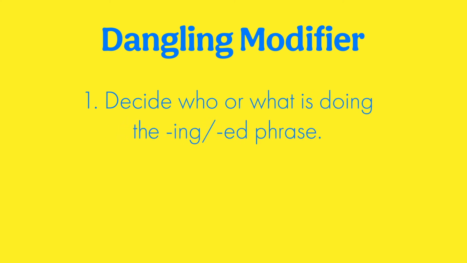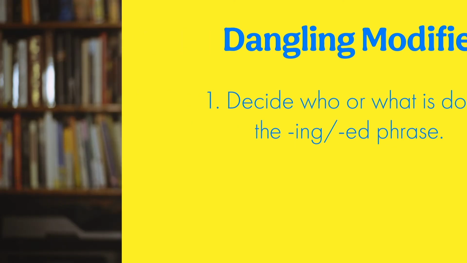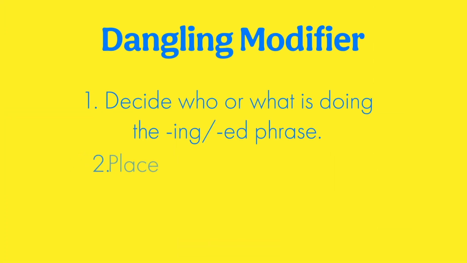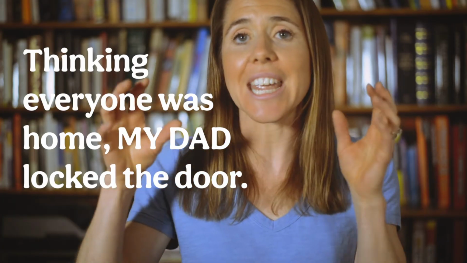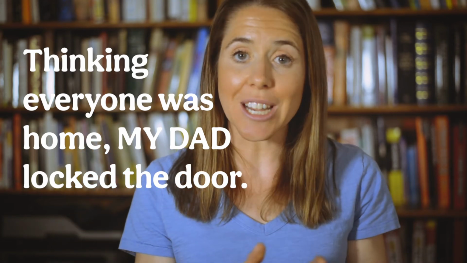Okay, so once we know how to identify them, we need to figure out what to do. Step one is deciding who or what is doing the ing or ed phrase. Just like we did in our example, we needed to decide who or what is thinking everyone was home. We decided that it was my dad. So that was step one. We decided who or what was doing the ing or ed phrase. Then, step two is that word must come right after the comma in the phrase. So thinking everyone was home, comma, my dad locked the door. So that's how we do those questions.